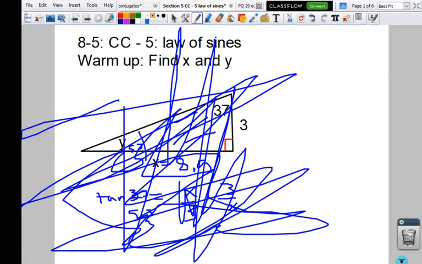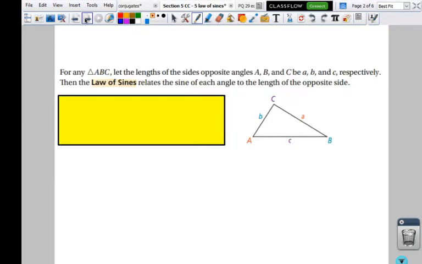Today's lesson is going to be a little different from the other ones. Pretty good drawing there. Beautiful. I kind of messed up on my warm-up, so my triangle is not really a triangle.